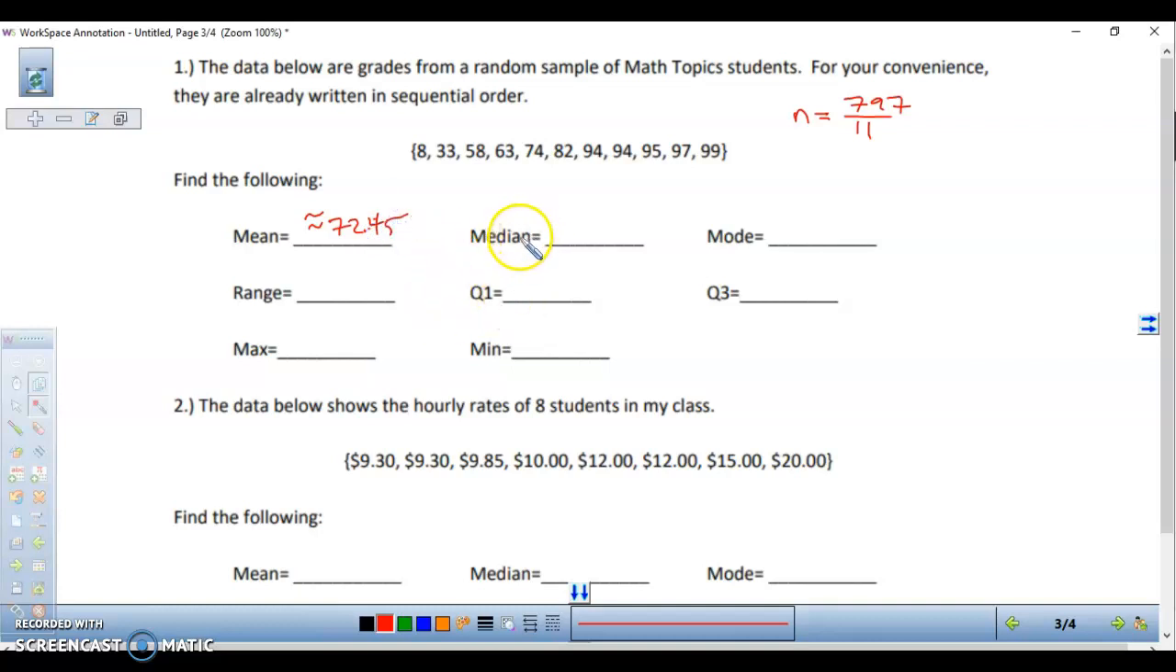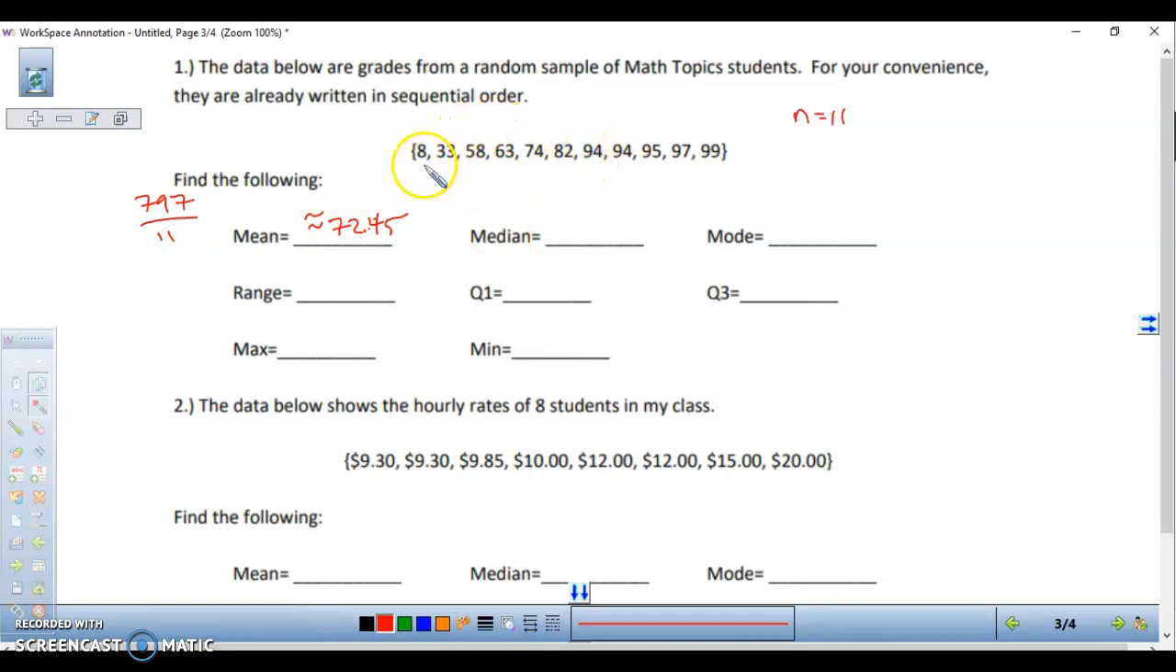All right, next is the median. Now remember, the median is a number in the middle. So I know that there are 11 values here. Oops, I shouldn't have done my work there. My work for average should have been right here: 797 divided by 11. So I know there are 11 values.